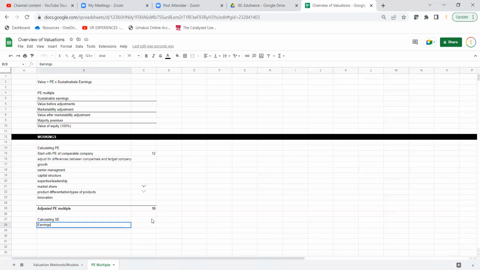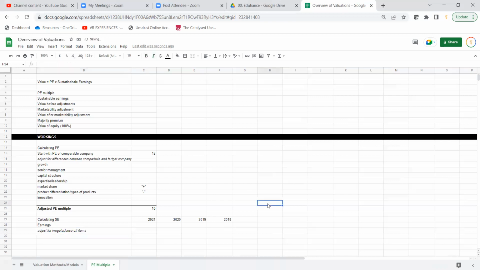Let's just say the number of years: 2021, 2020, 2019, 2018. So you will have the numbers over here. Then you need to adjust for irregular, once-off items. Okay, so what is going to happen over here?